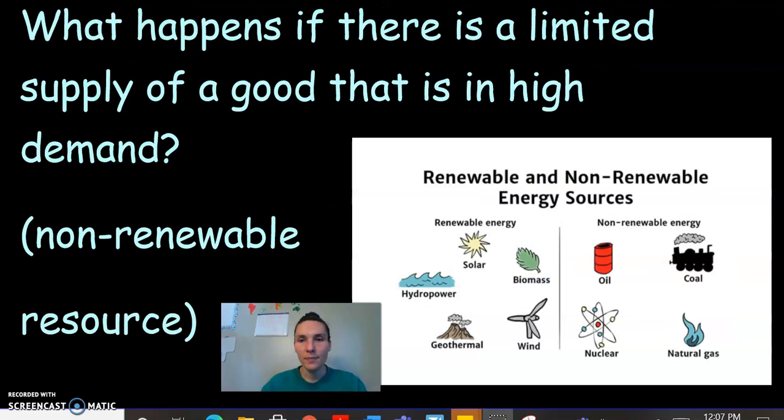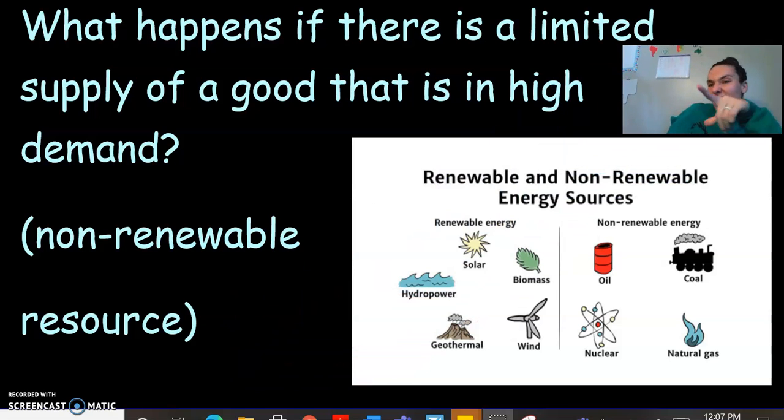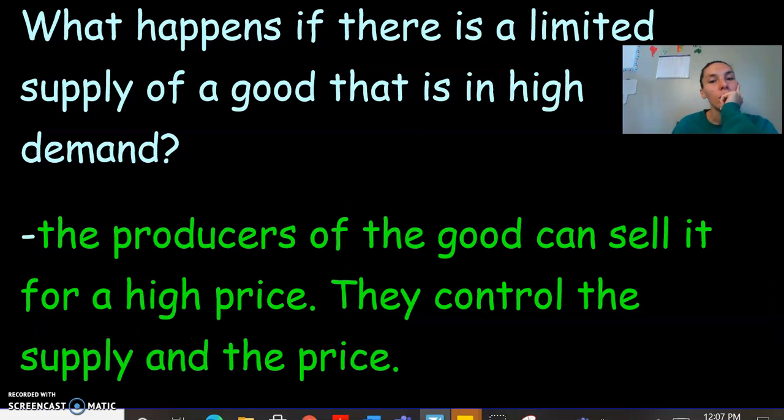So what happens if there is a limited supply of a good, but there is a high demand, and it's a non-renewable resource? The producers of the good can sell it for a high price. They control the supply, which means they also can control the price. So if I was producing these things and you guys really, really like them, and I only produce a few, I could charge a higher price. Or if I felt generous and I wanted to flood the market and put out a lot of supply, the demand would go down, so my price would go down.